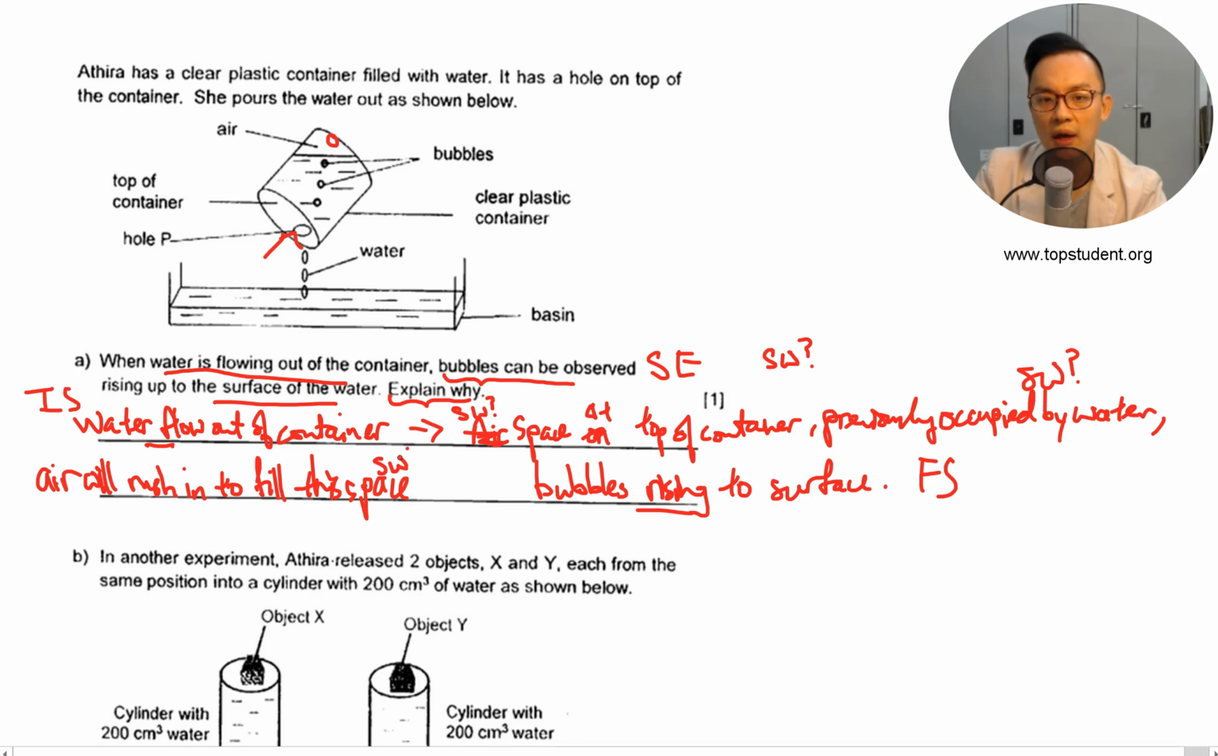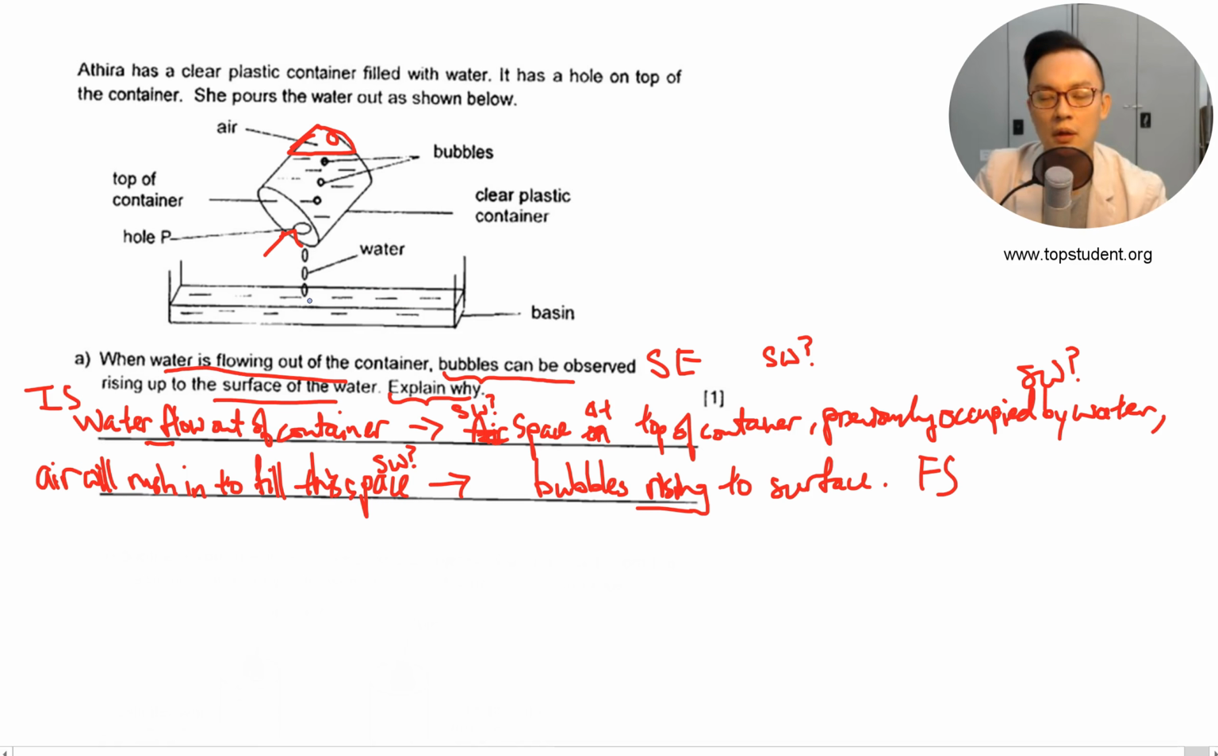And so what if air rushes in to fill this space? Therefore you will see bubbles rising to the surface, because that's the air rushing in to fill the space that was previously occupied by the water. So this is the space that I'm talking about. In this question, you need to understand that air will escape and air will enter. When the water is flowing out, the air will rush in to take the space that was previously occupied by the water.